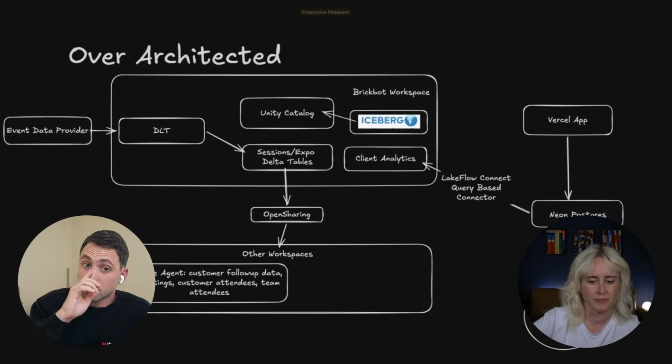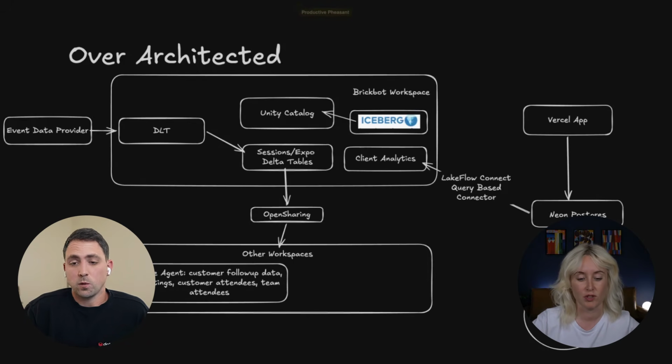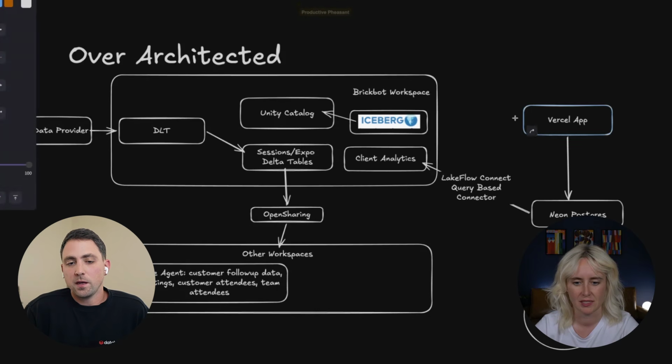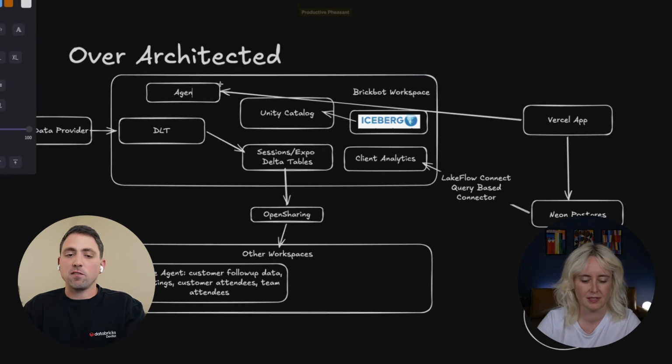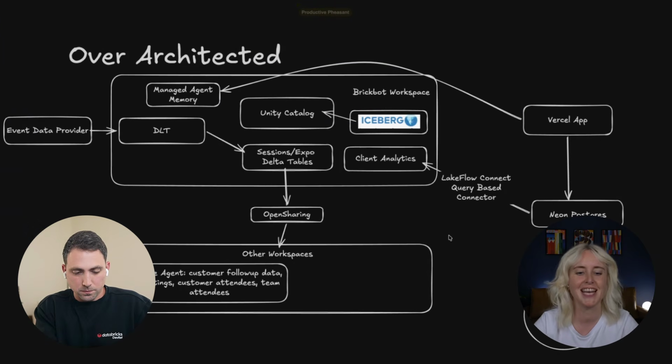Am I allowed to be really cheeky and just highlight that this could be a feature within Brickbot? Well, I guess technically it is. I know you've got the event data provider here. This is the Brickbot workspace, but this is the analytics data, isn't it, DLT? Yeah. So from the Vercel app, you could actually do an arrow into the Brickbot workspace and drag it into a box within the Brickbot workspace that just says agent memory store. And that would be managed agent memory, you could say. Managed agent memory. I feel like that's the laziest thing I've ever added to one of our diagrams before, and I'm quite happy for it, you know?